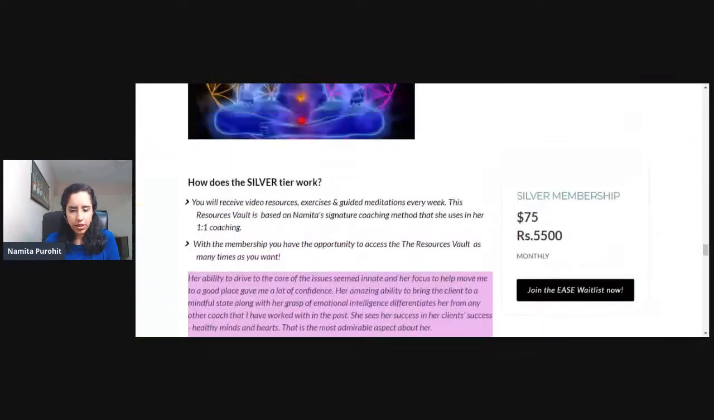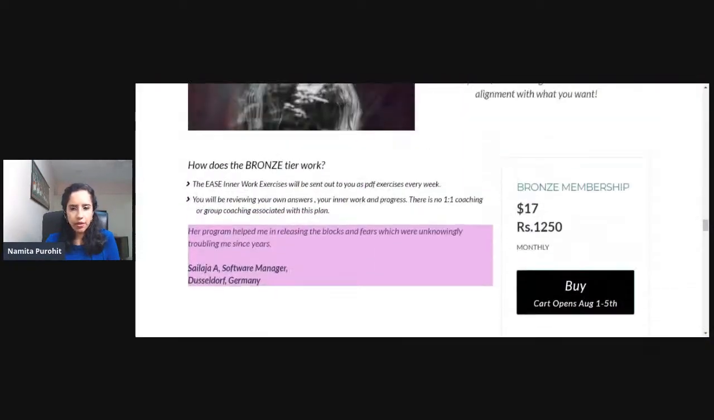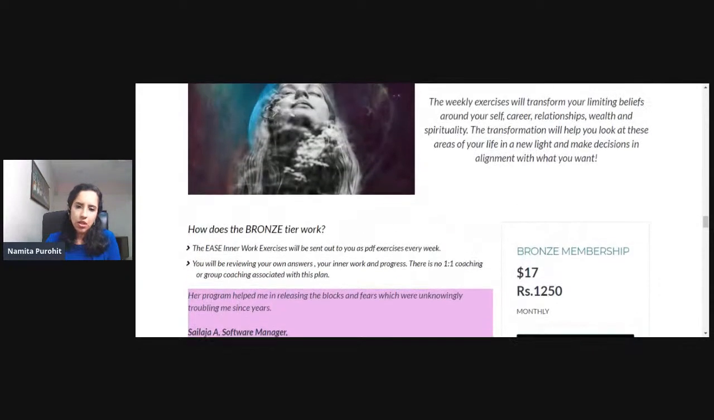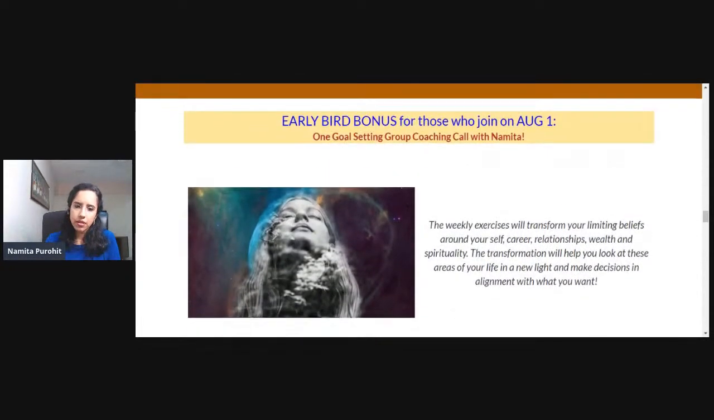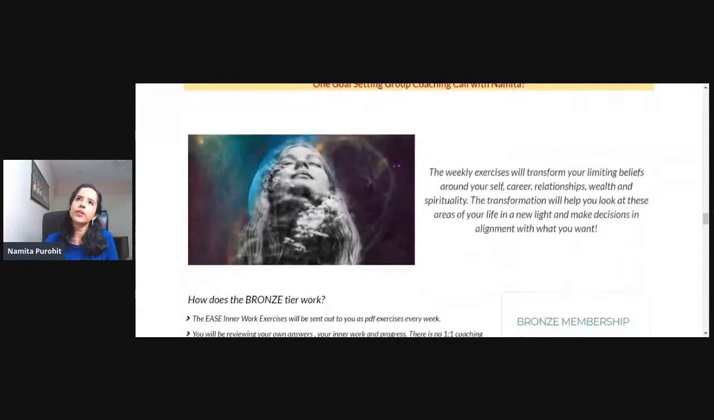Okay, this is the gold tier. This is the silver tier. This is the bronze tier, right? So this is again not updated. Now, what is the bronze tier for? Very good question. Who is it for?